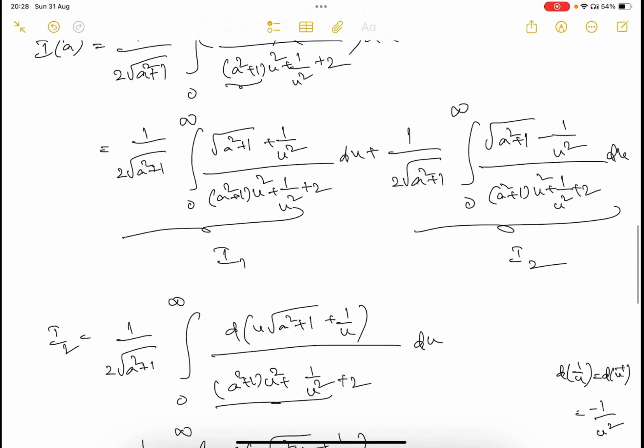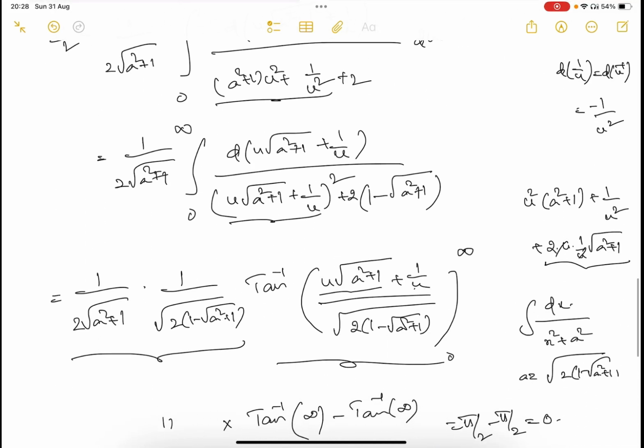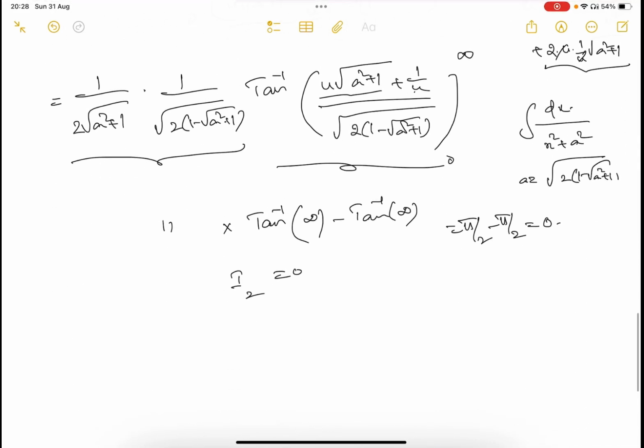Here I2 is 0. That is, this will not contribute to the I. So we need to figure out what is I1. We need to do it in a similar way. Fine. So I is, in a way, I1 plus I2. Here I2 is 0. That is, I is I1.